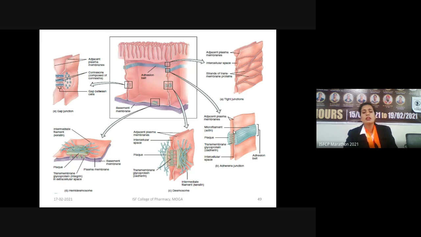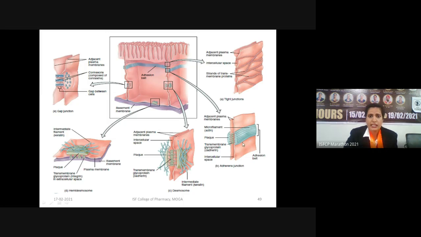This is the whole diagram. In this diagram, all the junctions are shown. Like the first one, the tight junction. They are present here between the adjacent cells. Here they do not have any gap and they are tightly packed with one another.